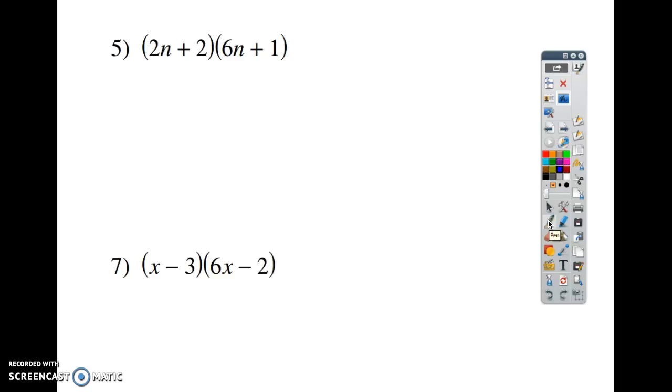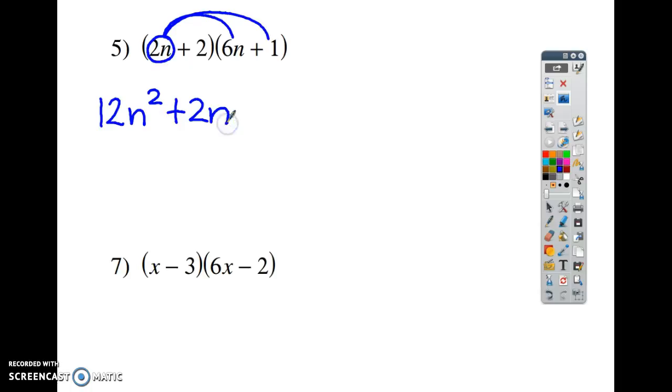if you don't like doing the box, you would distribute the 2n first. 2n times 6n is 12n squared. 2n times 1 is positive 2n. Then you do the 2. 2 times 6n is positive 12n, and 2 times 1 is positive 2.